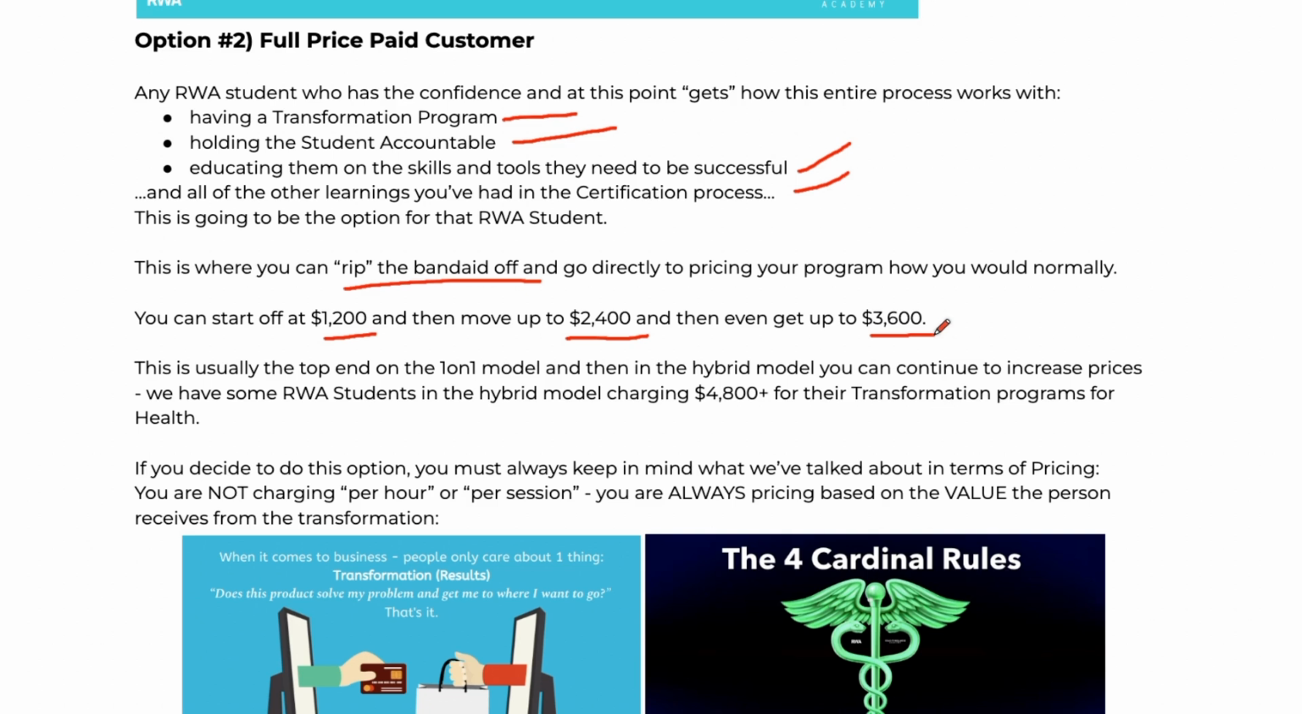And then as you move into more of a hybrid model, we even have students who are at 4,800, 5,800 for the transformation programs, specifically in health. That's what you call B2C non-ROI based. But when you go into B2C ROI based, like helping people make money online, there's a little bit of a different price range for that. However, $1,200, $2,400, $3,600 packages are absolutely doable.